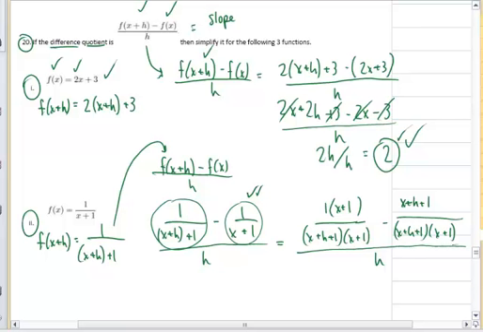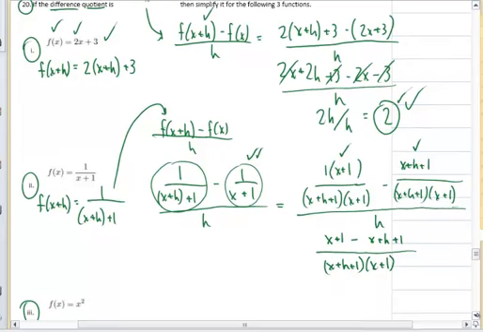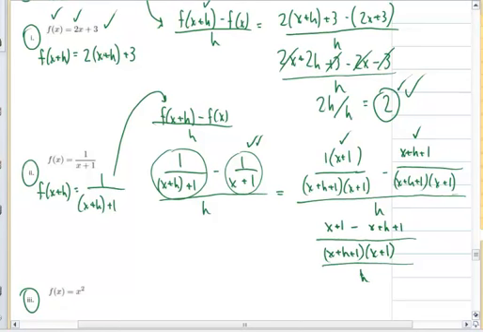So I've got x plus 1 from this part minus x plus h plus 1 from this part, all over the common denominator of x plus h plus 1, x plus 1, all over h. So now this is looking pretty crazy, I know. For the top portion, I've got to subtract that, right? Things are going to simplify, trust me.